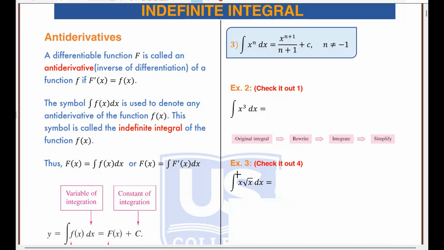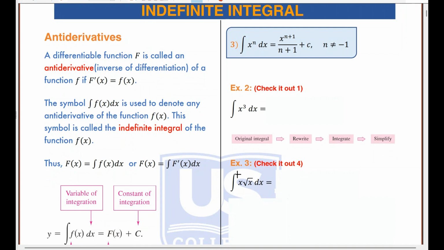By integral, we mean antiderivative. By antiderivative, we mean the inverse of derivative. In this lesson, we will be going backwards. We will be finding the function, the original function, when the derivative function is given.